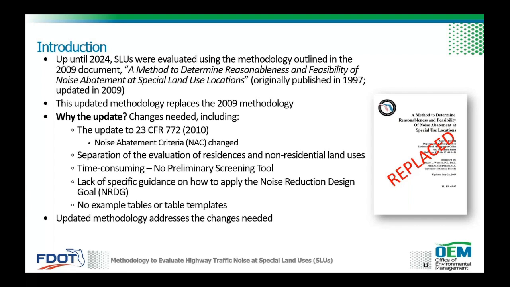The methodology was updated for several reasons. First and foremost, there was an update to Title 23, Part 772 of the Code of Federal Regulations that occurred in 2010, which was right after the 2009 update. Specifically, the noise abatement criteria were changed so that the land uses and their respective decibel thresholds were recategorized, and additional exterior land use criteria and types were added.